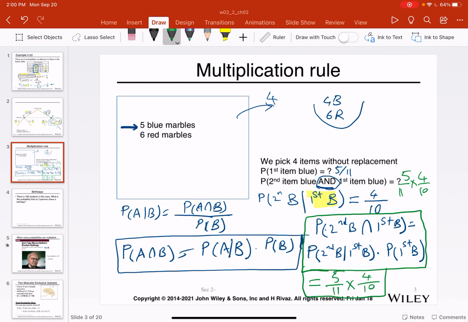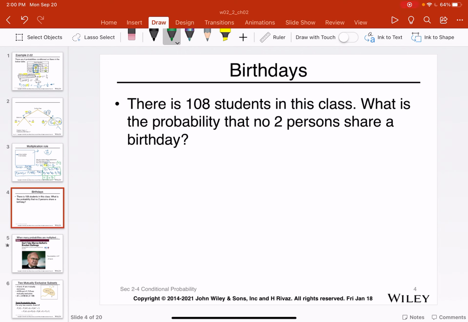Okay. Let's look at one example where usually our intuition is wrong. Usually our intuition is wrong with many probability questions. Last time I checked on Friday, there were 108 students registered in this class. So the question is, what's the probability that no two people share the exact same birthday? For example, no two people in this class have January 15th as a birthday. So what's the probability that all of you have a unique birthday?